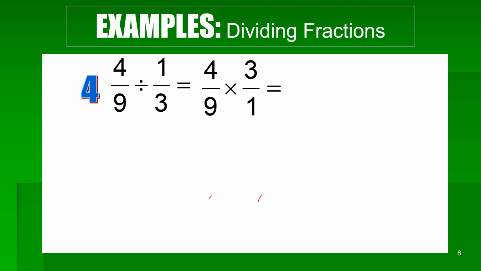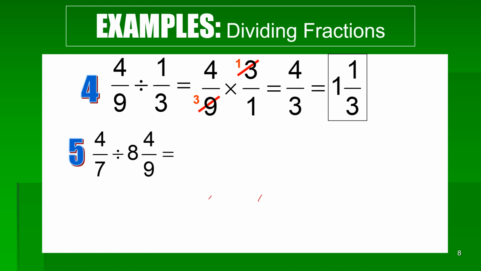So copy the 4/9, change the operation, and flip the second, 3 over 3, so that we have... Okay, then try to cancel the 3 and 9 using their GCF using this product. So we got 3 divided by 3 is 1, 9 divided by 3 is 3. So 4 times 1 is 4, and 3 times 1 is 3, or that's 1 and 1/3.